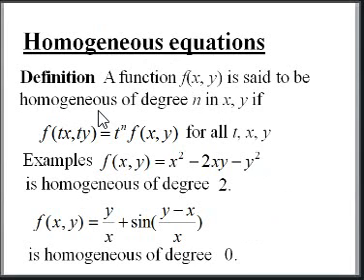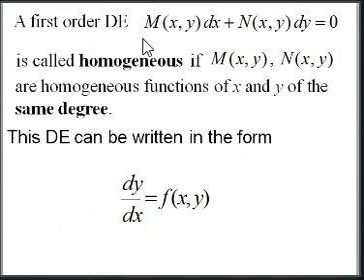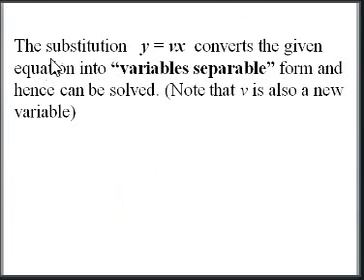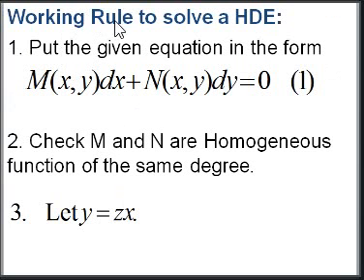Homogeneous equations. A function f(x, y) is said to be homogeneous of degree n in x and y if f(tx, ty) = t^n f(x, y) for all t, x, y. These are the examples of homogeneous equations. A first order differential equation in which M and N are functions of x and y of the same degree is called homogeneous. It is written in the form dy/dx = f(x, y). The substitution y = vx converts the given equation into variable separable form and hence it can be solved. Note that v is also a new variable.